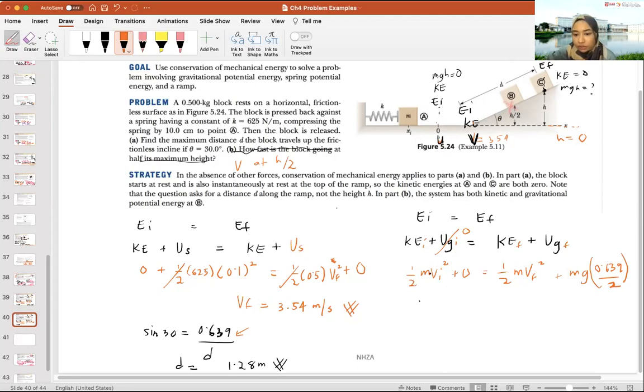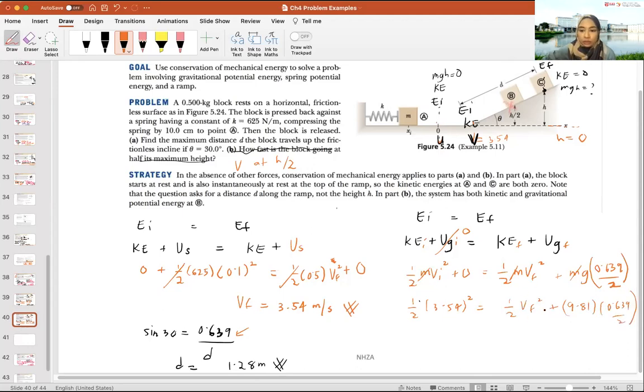And we have our V initial. We need to know what our V final is. It's easy, you just plug in. m cancels out. 1 over 2 times 3.54 squared equals 1 over 2 V final squared plus 9.81 times 0.639 over 2.